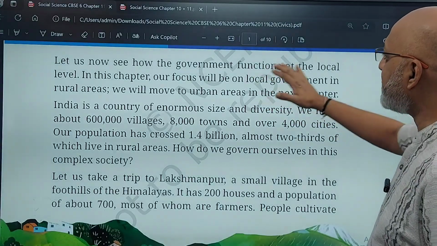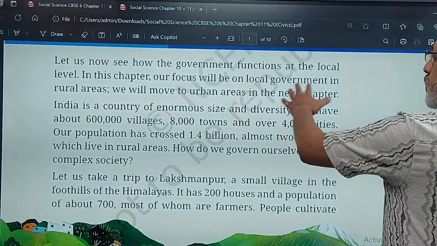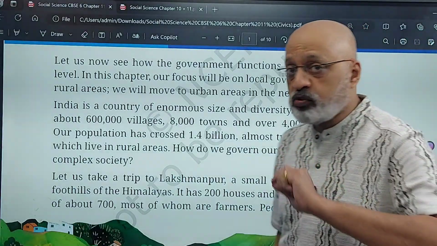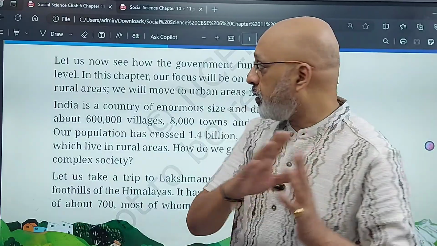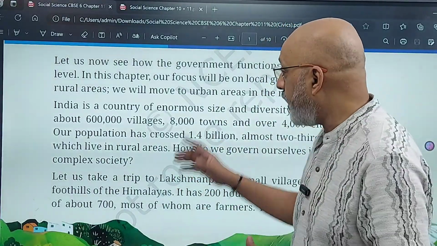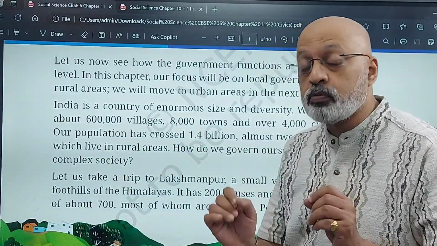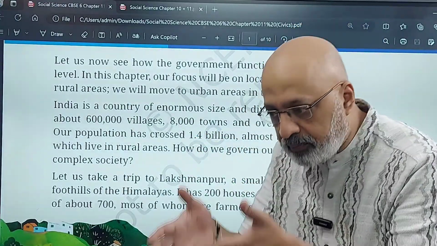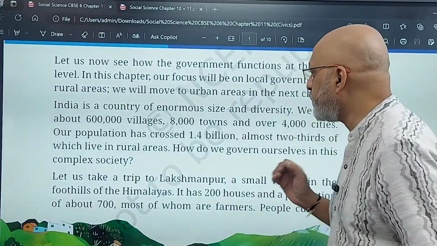So now let us see how the government functions at the local level. In this chapter, our focus will be on local government in the rural areas. We've already seen the broad picture in the previous chapter. पिछले चैप्टर में हमने ब्रॉड पिक्चर देख लिया है. अब इस वाले चैप्टर में, 10वें चैप्टर में, ये 11वां चैप्टर है, इसमें हम देखेंगे कि एक्चुअल में, ग्राउंड में, गांव में किस तरह से सरकार चलती है.